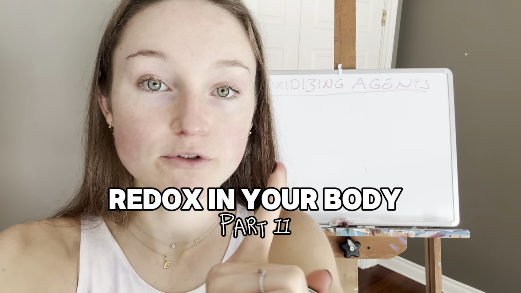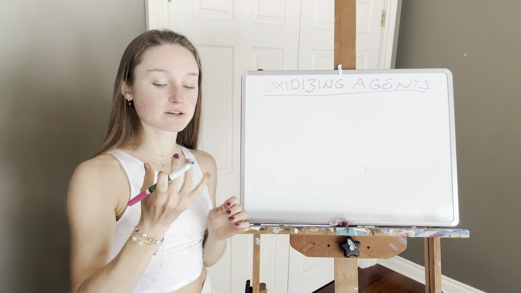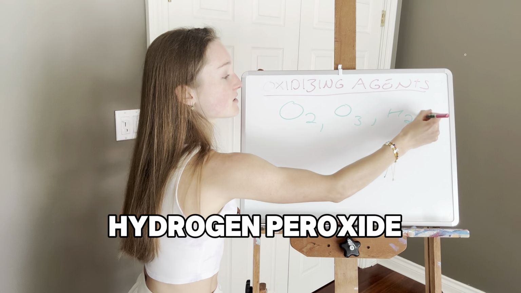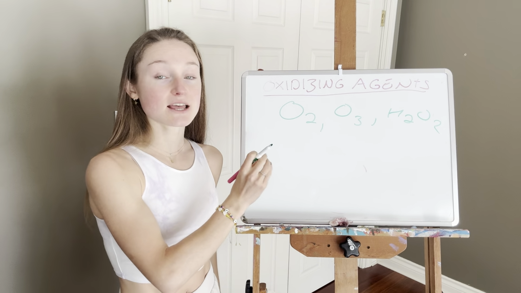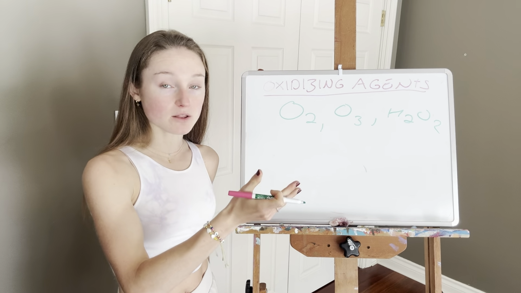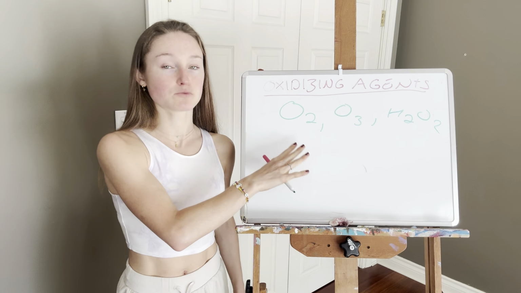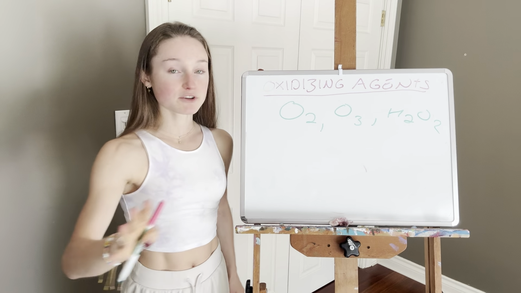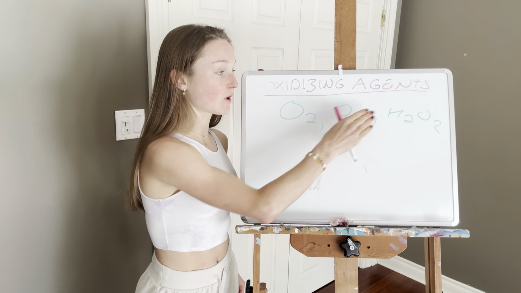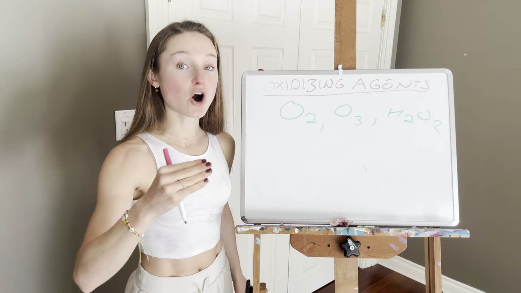Part 2, we are going to go over biologically relevant oxidizing agents and reducing agents. So your biologically relevant oxidizing agents are oxygen, ozone, and hydrogen peroxide. Because they are oxidizing agents, they are causing oxidation. They are causing some other molecule to lose electrons. Or you could think of these guys as just being like really nasty and rude and just stealing electrons. However you want to think of it, what you need to know is that oxidizing agents, oxygen, ozone, hydrogen peroxide, are stealing electrons and causing oxidation.